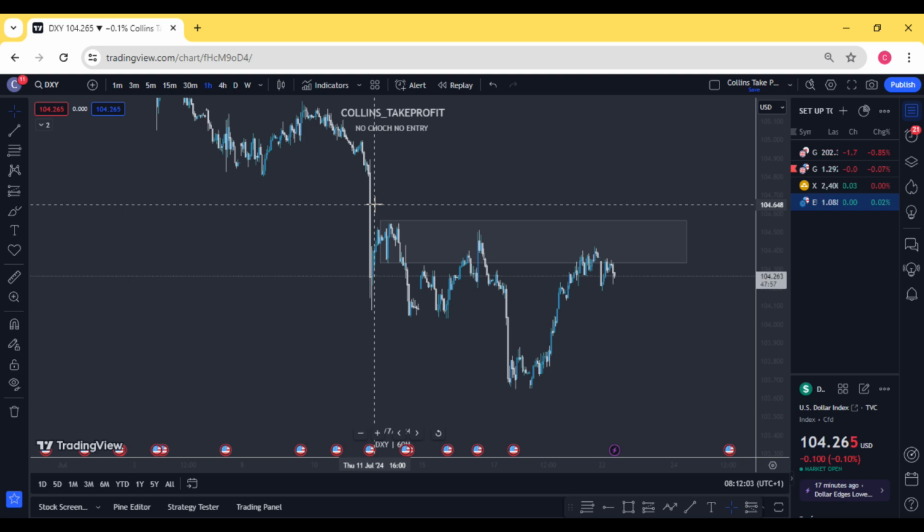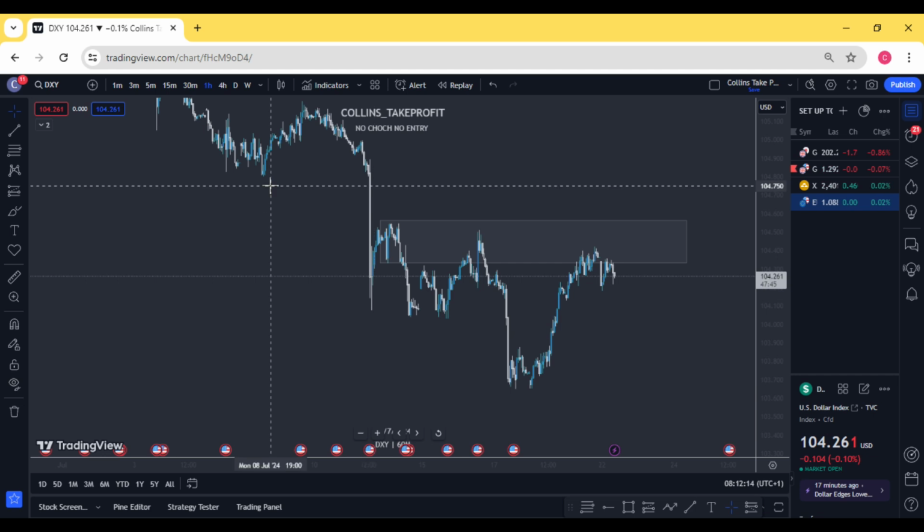It's going to be weakening against the euro. That means the euro is going to be going bullish, while the dollar will be going bearish. Whenever the dollar index is going bullish, euro is going to be going bearish. Right? They are inversely correlated. Alright, so guys, that's how the dollar index works.